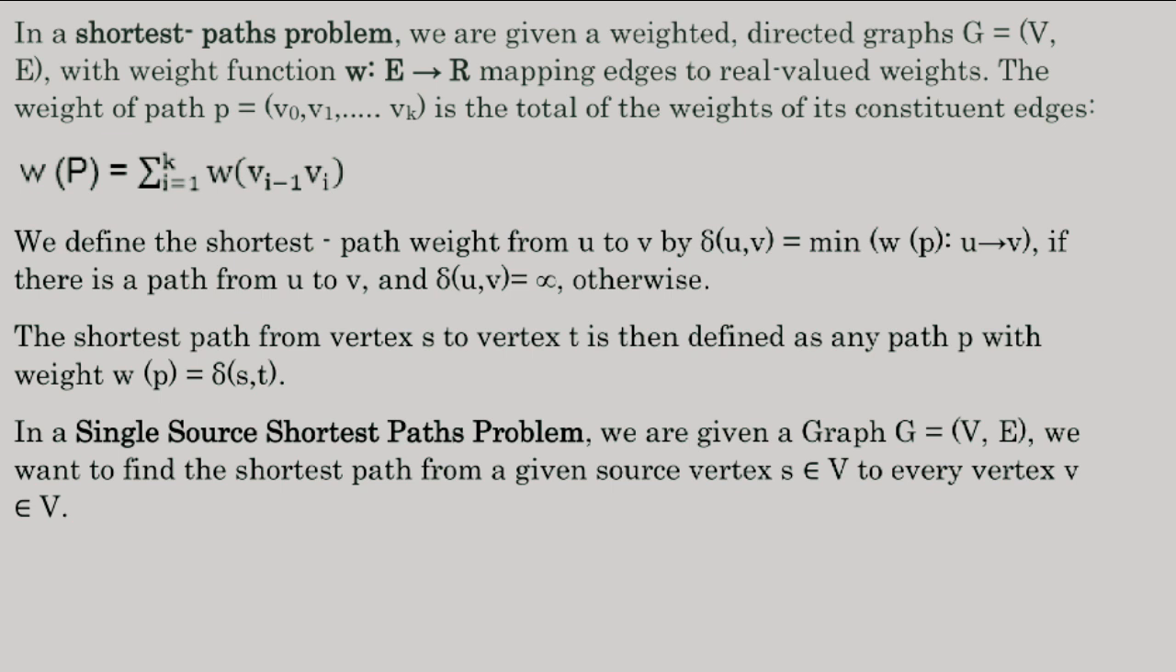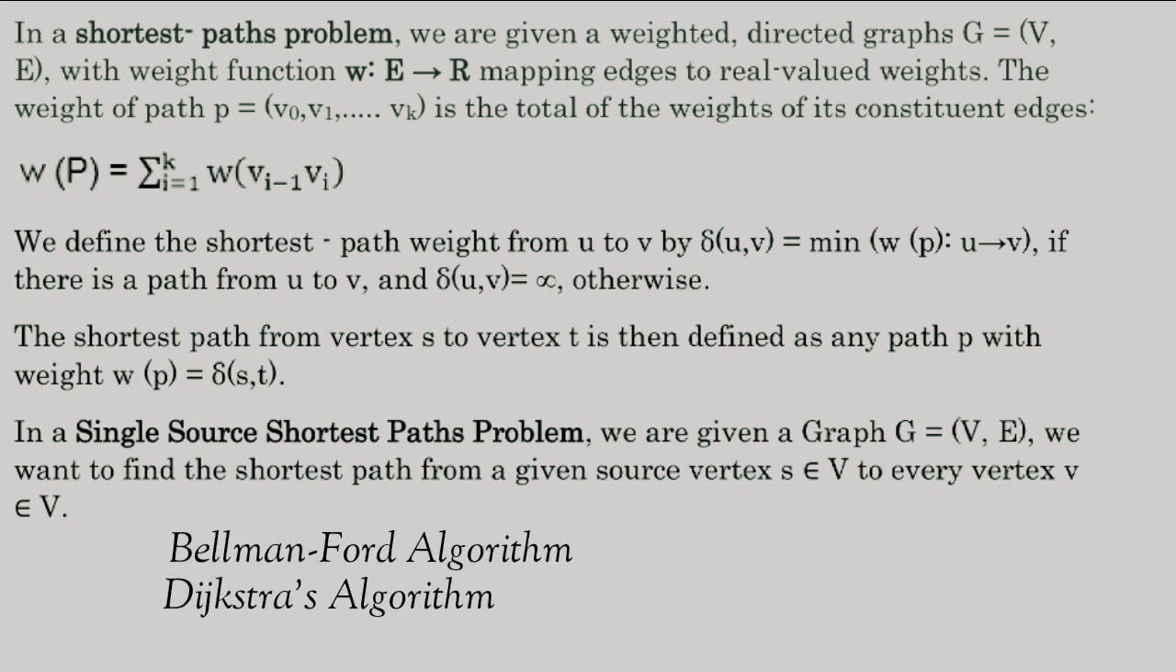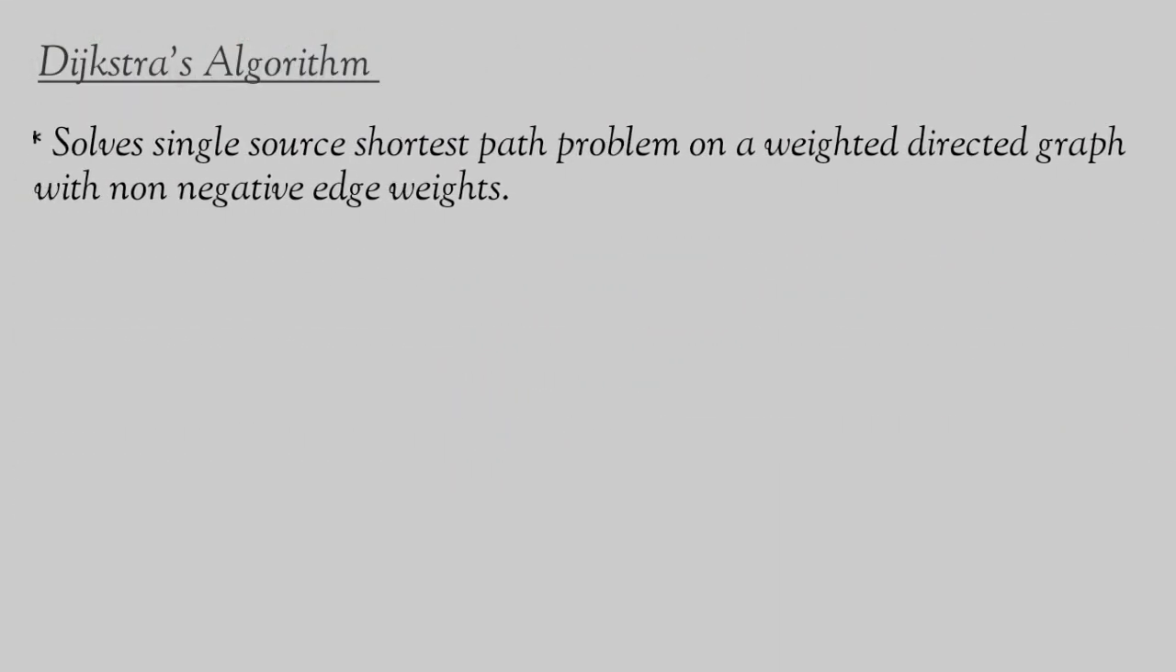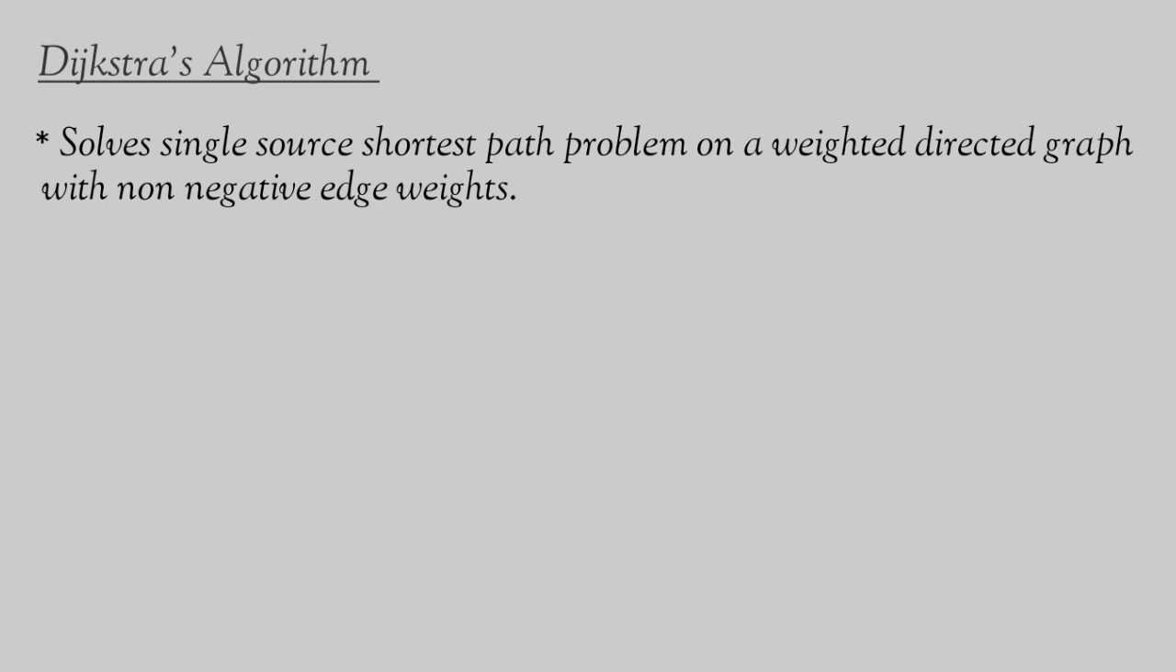Here we are discussing the single source shortest path problem, and this problem is to find the shortest path from a source vertex S to every other vertex in the graph. The common algorithms to solve this problem are the Bellman-Ford algorithm and Dijkstra's algorithm. Out of these, we will be discussing Dijkstra's algorithm. Dijkstra's algorithm can be applied to directed and weighted graphs with non-negative edge weights.